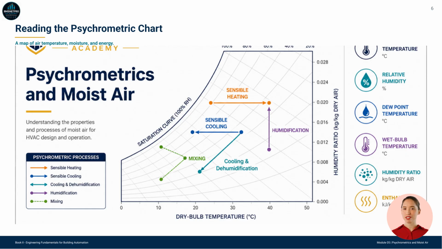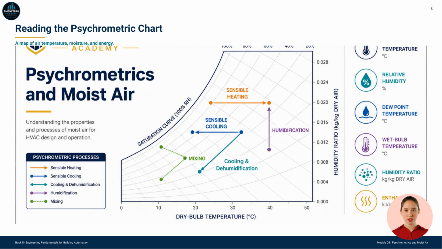The psychrometric chart can look intimidating at first, but it is simply a map of air temperature, moisture, and energy. The horizontal axis is dry bulb temperature. The vertical axis is humidity ratio. The curved lines show relative humidity. The saturation curve is where the air is holding as much moisture as it can at that temperature. Dew point is read along that saturation boundary. Wet bulb and enthalpy lines run diagonally.